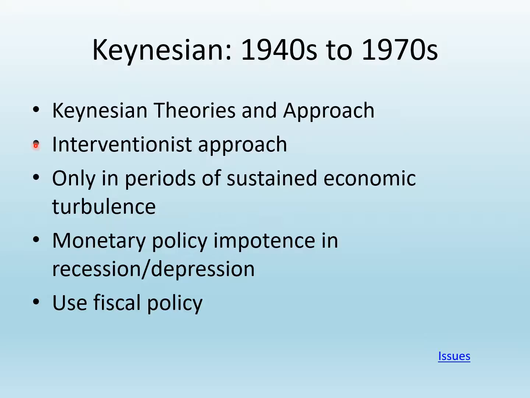What Keynes also advocated, and this was lost somewhere in the policy interventions, is that this kind of activist government intervention should only occur in periods of sustained economic turbulence. So the Great Depression, for instance, the financial crisis, for instance, those are the appropriate times where you should be using these interventionist policies. They shouldn't be used for small things.